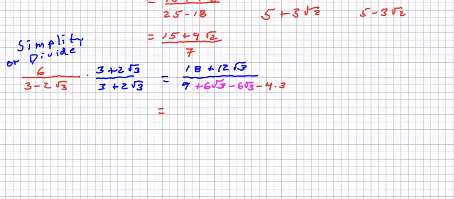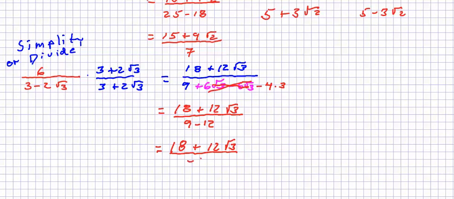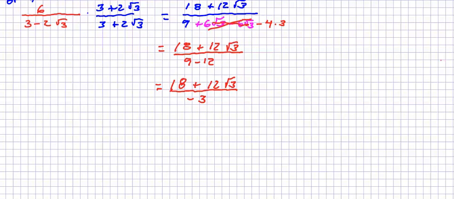These, as before, cancel. And we have 18 plus 12 square root of 3 over 9 minus 12, which is negative 3. So we have 18 plus 12 square root of 3 over negative 3. Now we have two more things to do.